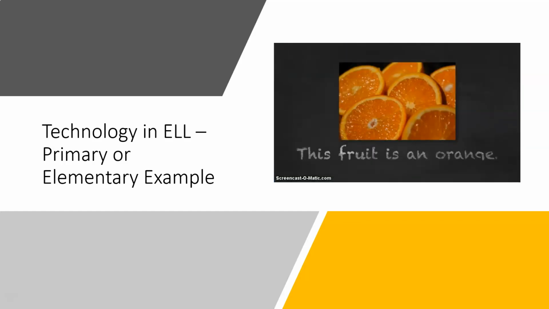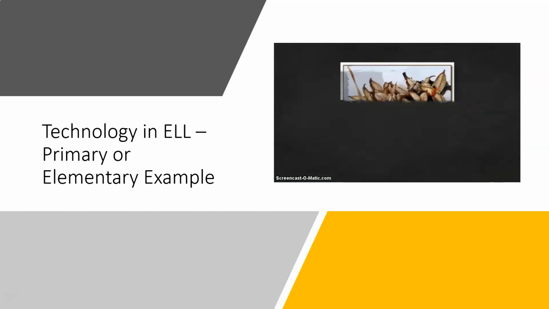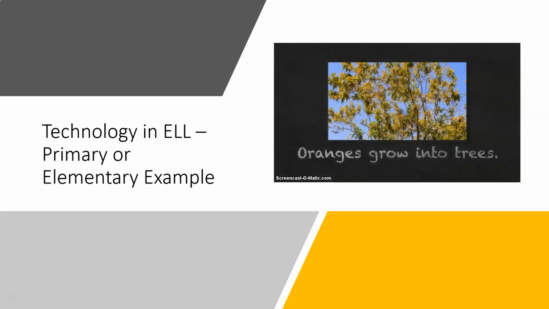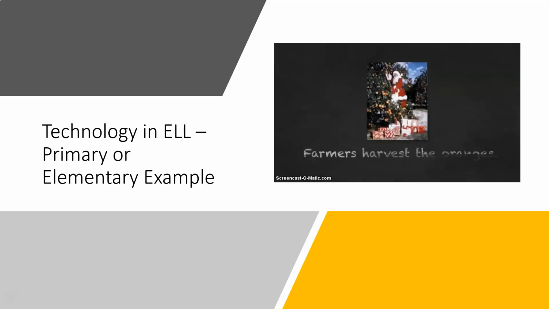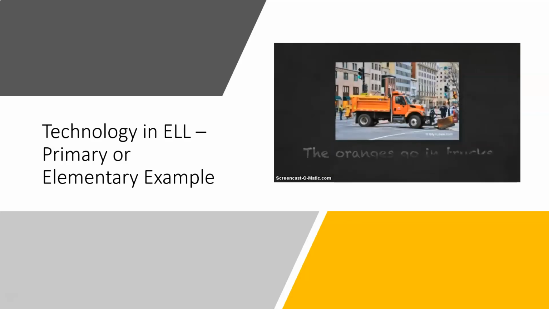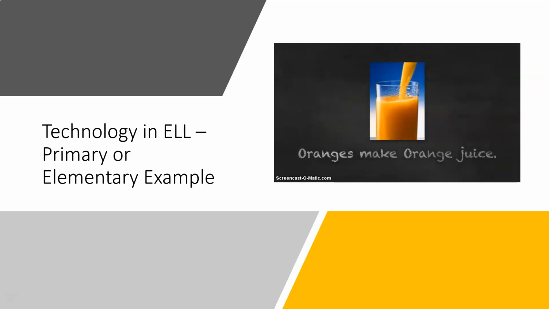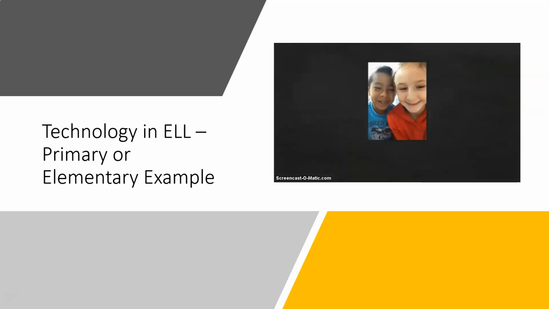it into a video. This is an orange. The orange seed takes 15 minutes to germinate. The seed grows up to an orange tree. Farmers pick up oranges. The oranges go in trucks to the grocery store. The oranges are sold in the stores and people buy them. People can make orange juice. That is how an orange goes from a seed to your table by Hannah and Francisco.